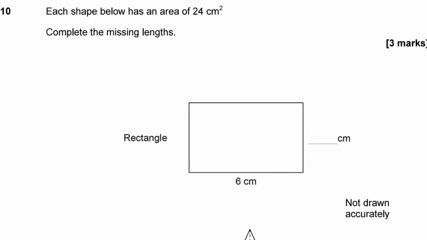Question 10. Each shape below has an area of 24 centimeters squared. Complete the missing lengths. Okay, so we know that area of a rectangle is length times width, and that's going to be equal to 24. We've been given the length, it's 6. What we want to know is the width, isn't it? So 6 times what is 24? Well, it must be 4, mustn't it? 6 4s are 24, so the width is 4.